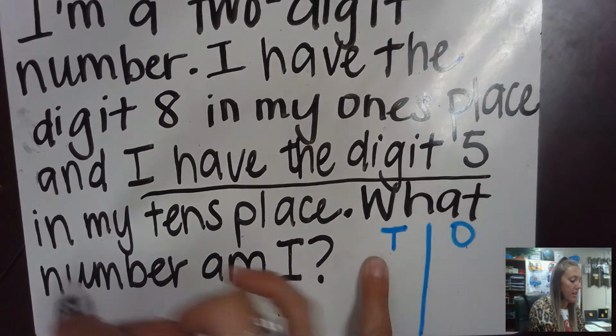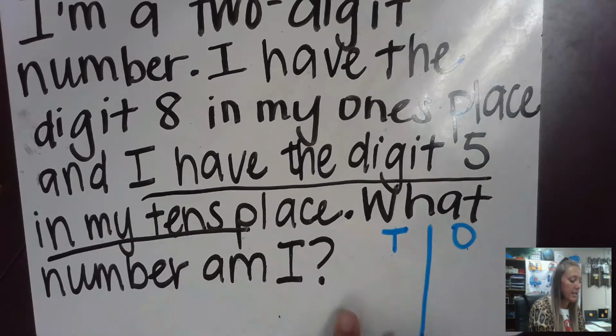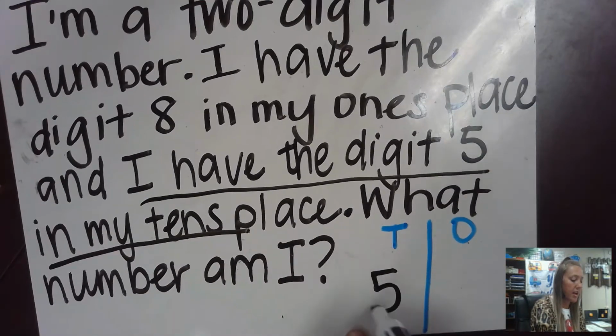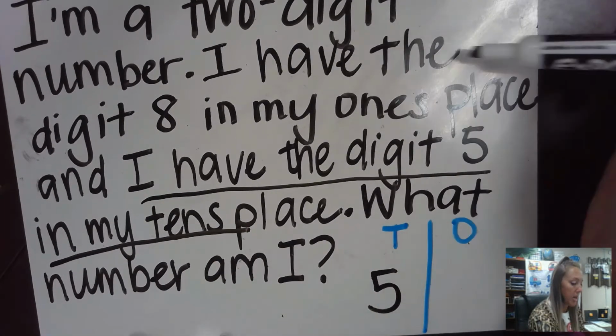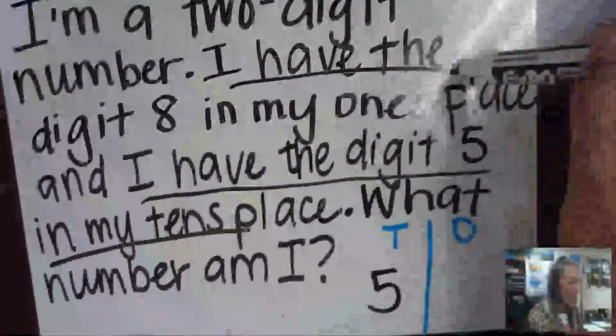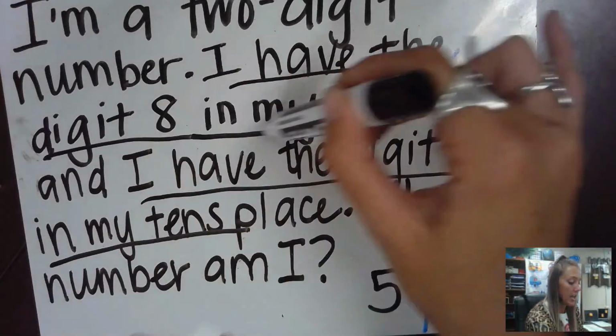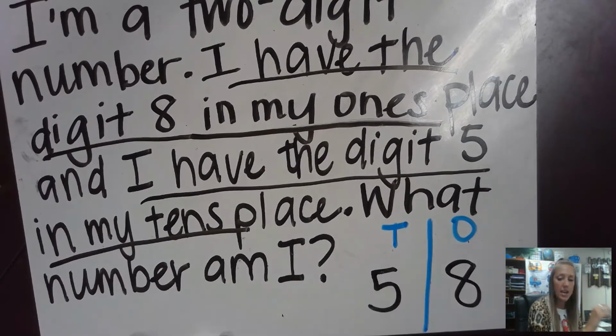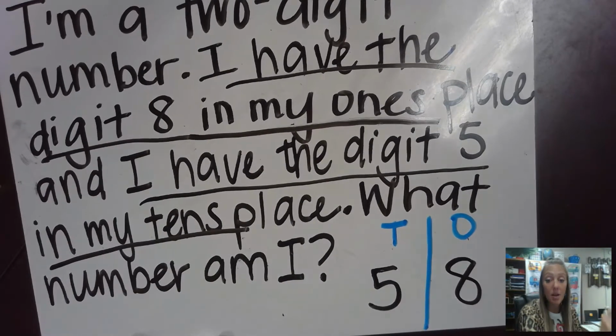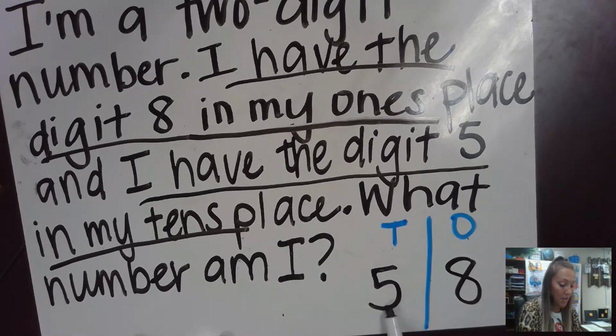So we look at our tens place here, and it says up here, I have the digit 5 in my tens place. So I can write a 5 here. And then I go back and I look, and it says I have the digit 8 in my ones place. So I can write an 8 in the ones place. So what number am I? I am 58.